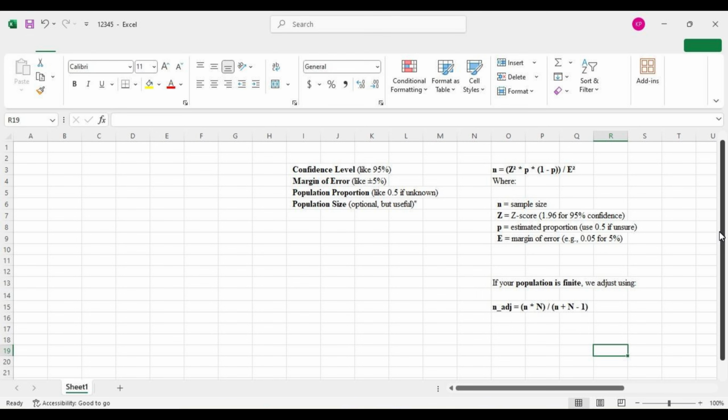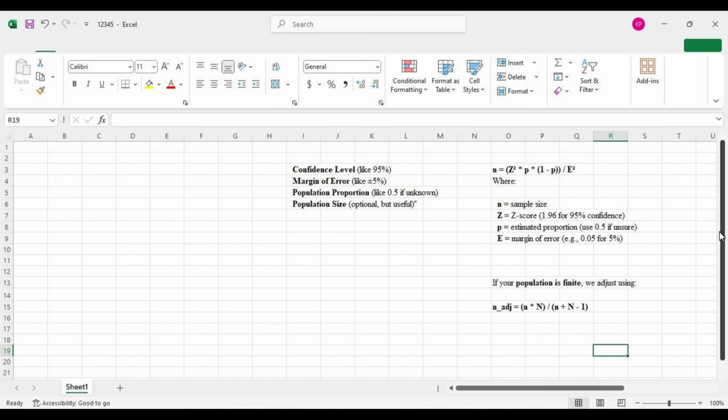For the estimated proportion, we use 0.5 if unsure, or if we don't know the prevalence or the proportion of that condition or disease, we normally use 0.5. Okay, so this is the formula for sample size calculation. n is equal to z squared into p into 1 minus p, divided by e squared.